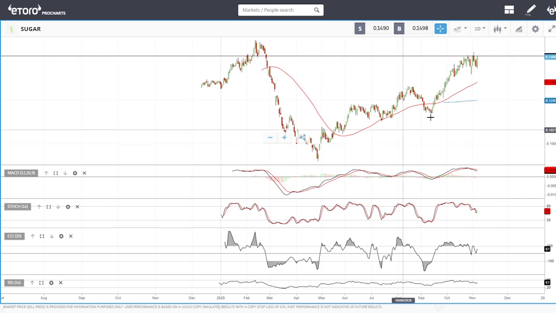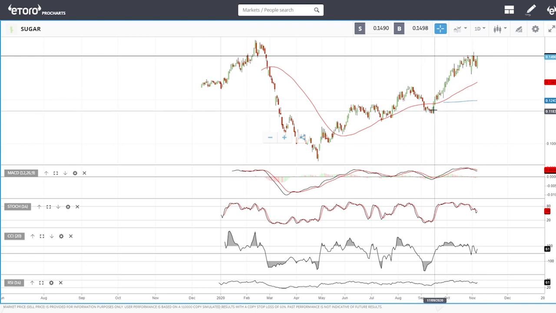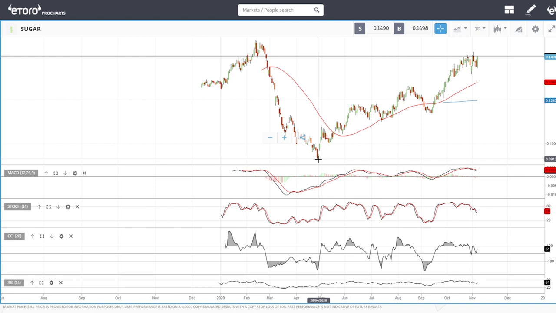This is a market in an uptrend, and pullbacks are basically buying opportunities. We just haven't had a very good buying opportunity here since down here and down here, and also, of course, down here. So this needs to go towards the 50 moving average in order to buy into this market.